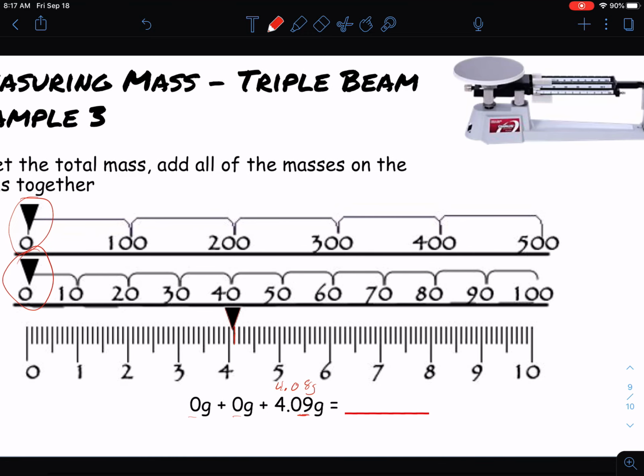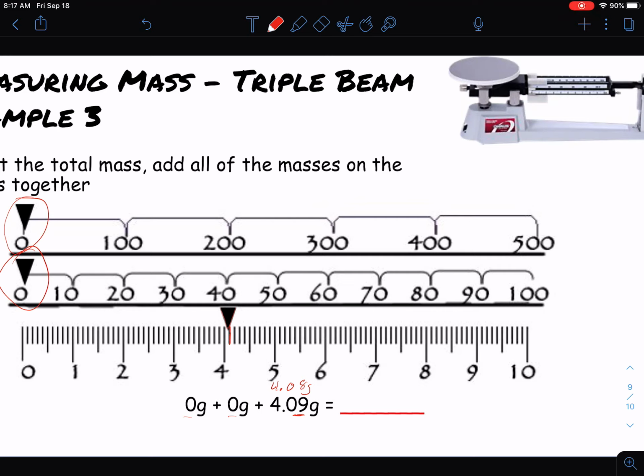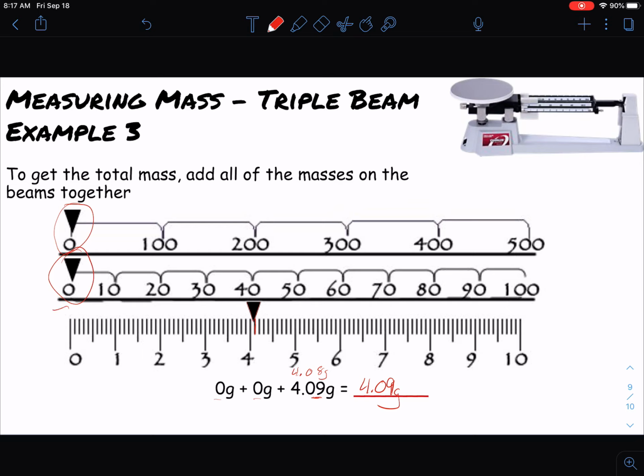But when you add it together, 0 plus 0 plus 4.09, you get 4.09 grams. And remember, I'm reading this line here. I am reading this the same way I would a meter stick. It has not changed, so it shouldn't be too different from what you're already doing. So that's just measuring mass now.